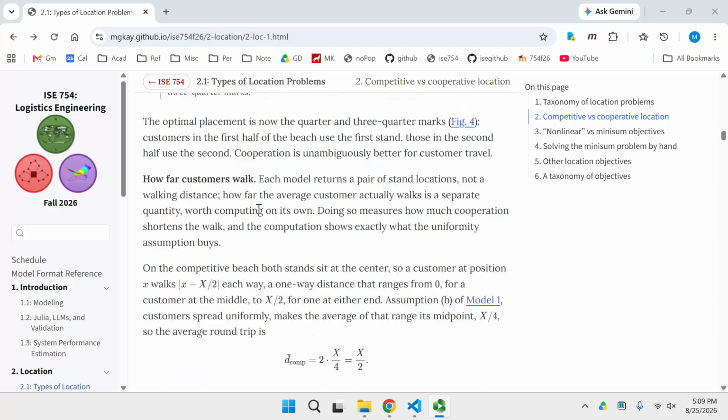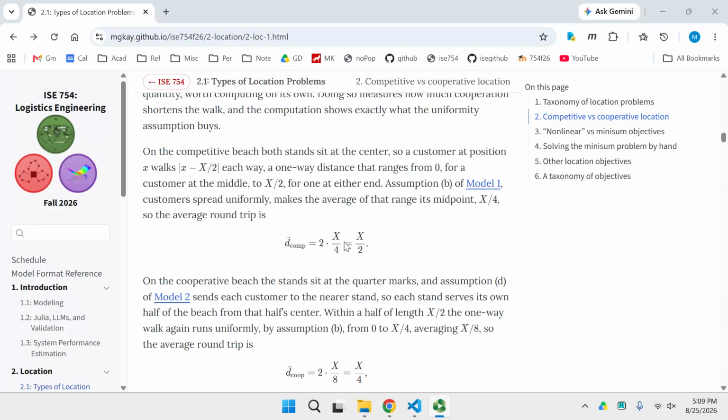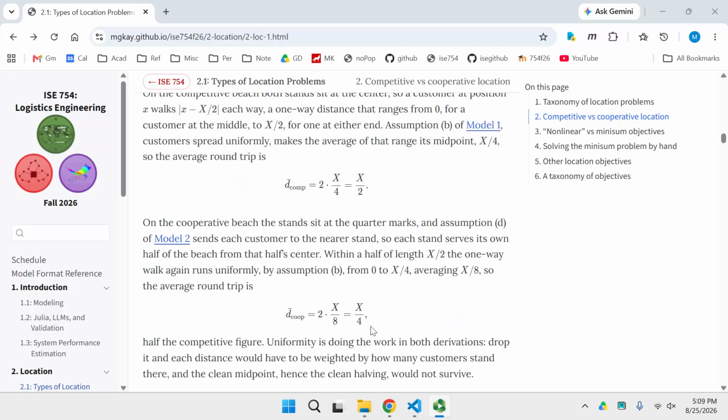We can actually then look at how far customers would walk on average. In the competitive scenario, on average, assuming capital X is the distance of the beach, the average customer round trip travels half the length of the beach on average. Again, customers are uniformly distributed. If instead we have cooperation, then we essentially cut by half the average distance that a customer travels.